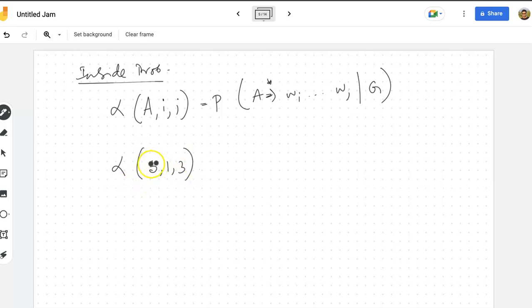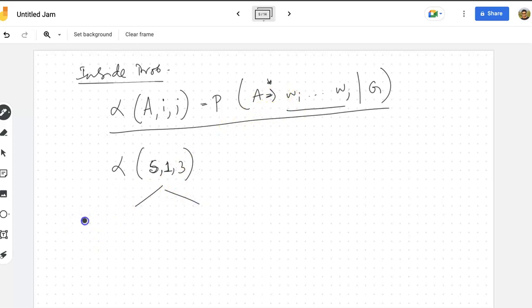Basically, if we start with the start symbol S, and we need to generate the thing between 1 and 3, it is the probability. Given the grammar, it is the probability that this S will generate the whole string. Now there are multiple possibilities. This is the simple general rule. For our case, we can derive it in two ways.